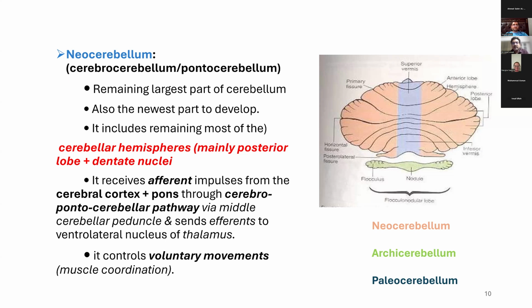And it also receives impulses from the cerebral cortex plus pons. And how does it receive? It receives through the cerebro-pontocerebellar pathway, through the middle cerebellar peduncle, and it also sends efferents to ventrolateral nucleus of the thalamus, which controls the motor activity. So what does it control? It controls the voluntary movement, the muscle coordination.